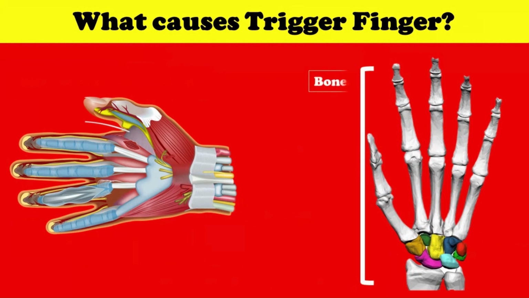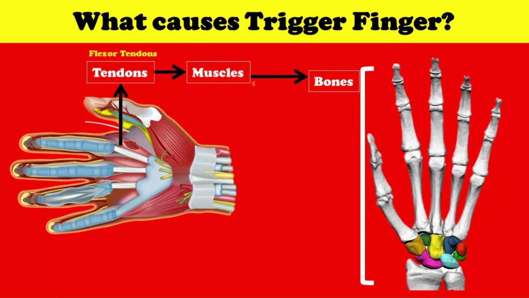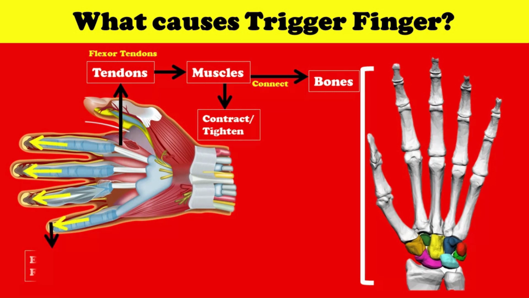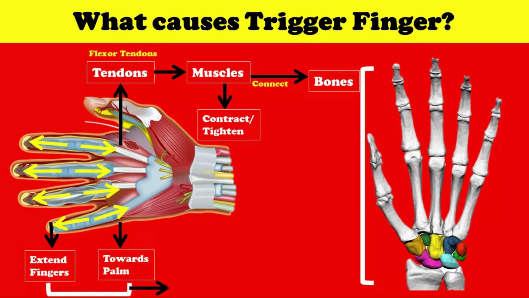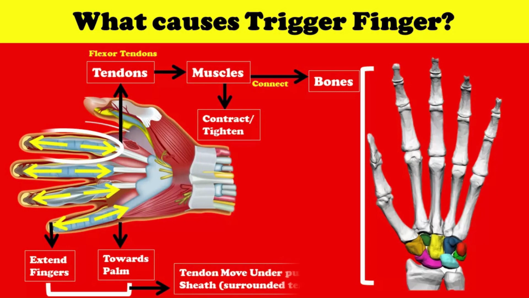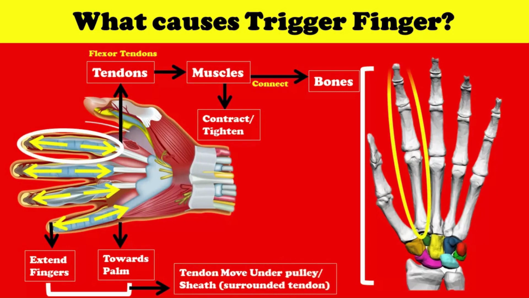There are bones and tendons in the hands and fingers. Tendons move and connect muscles and bones together. The muscles in the fingers provide flexibility in the fingers, which helps to straighten the fingers and also helps to turn the fingers towards the palm, while the tendon moves within the pulleys. If the pulleys are inflamed, pain is felt during movement, which is called trigger finger.